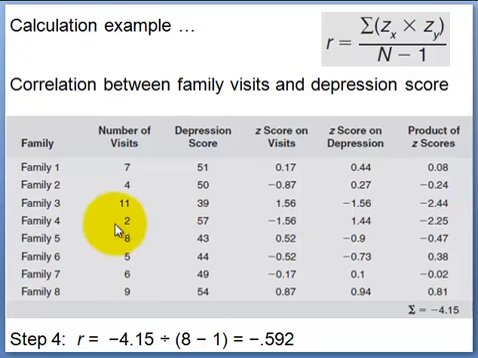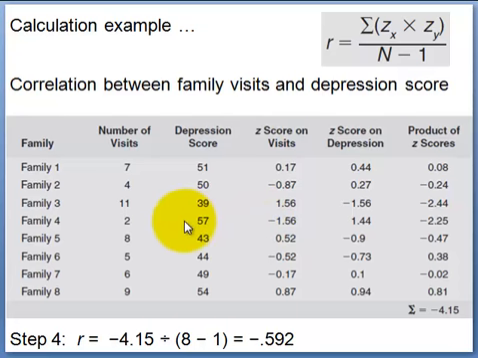Let's take a look, for instance, at family 4. Intuitively, eyeball the number of visits. You can see that the number of visits is the lowest among the 8 families, so that's a clue to you. They're going to have a very low z-score on visits, and yes, indeed, they do have the lowest z-score of all of the families on visits, about 1.5 standard deviations below the mean.